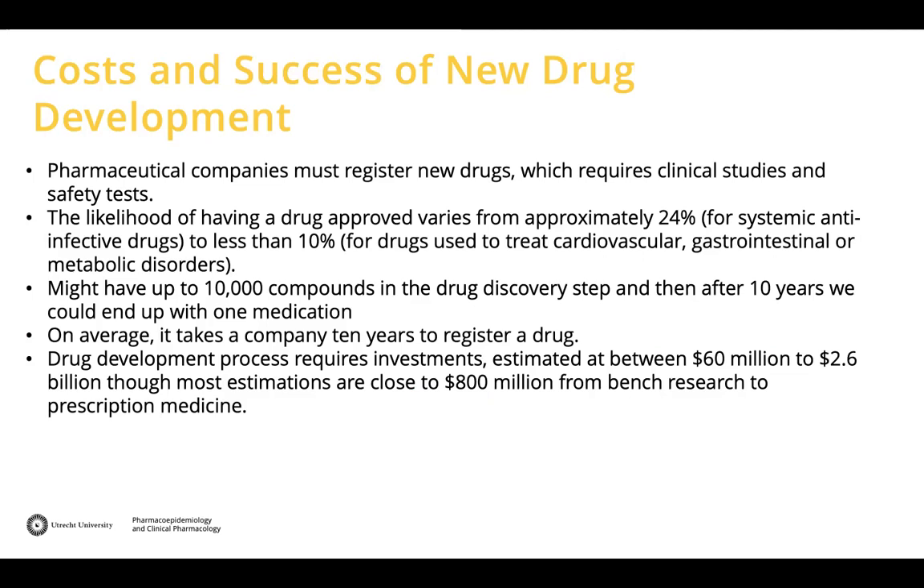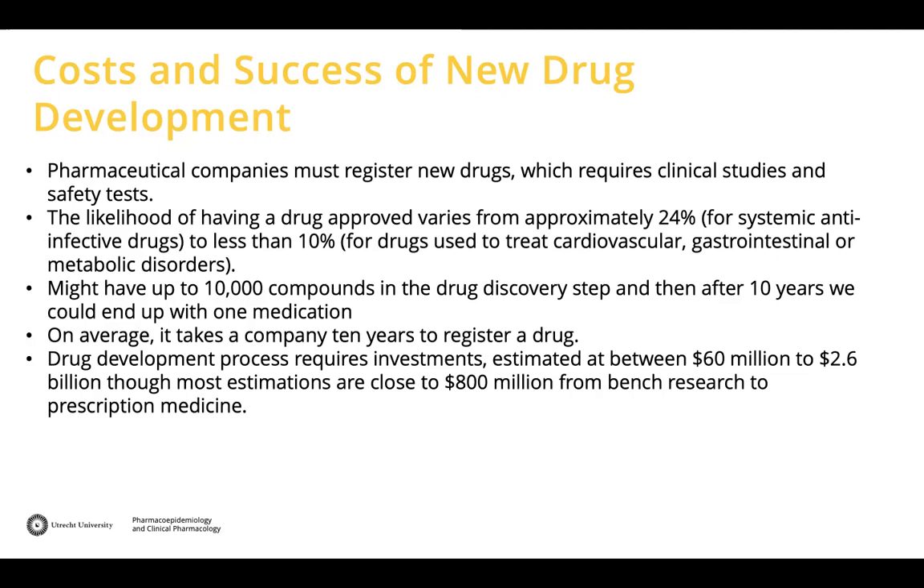If you have an entire set of compounds that you're screening to see if they have potential to treat a particular condition you're interested in, the success rate can vary from 24% to less than 10% for drugs used to treat cardiovascular conditions or GI conditions. So you might start off with about 10,000 compounds in the drug discovery step.